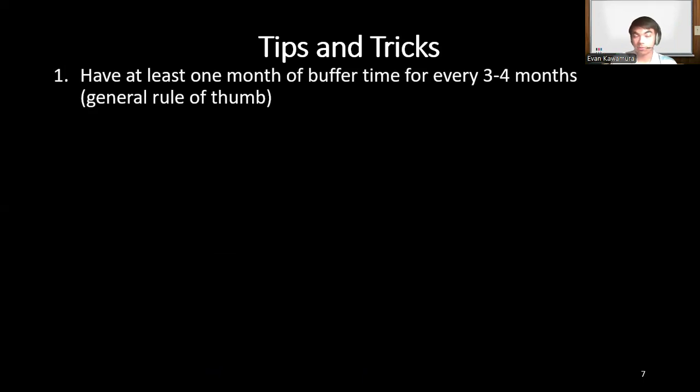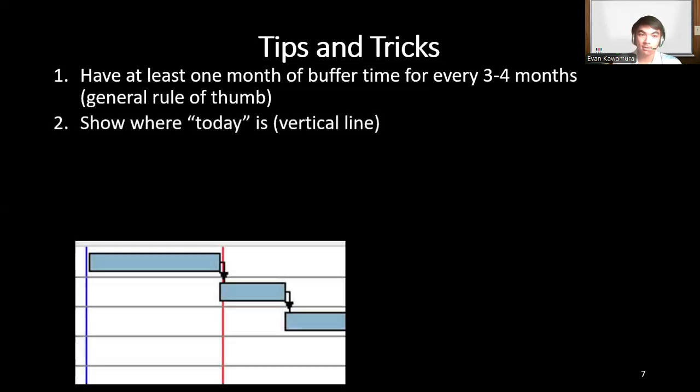So generally, you want to have at least 1 month of buffer time for every 3 or 4 months of the project you have. That's just a general rule of thumb that I've come up with. You can change it, be more flexible, but generally, I think this is a pretty good rule of thumb. You also want to show where today is in your Gantt chart.